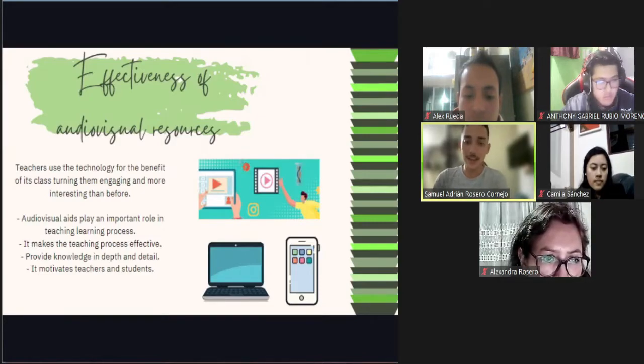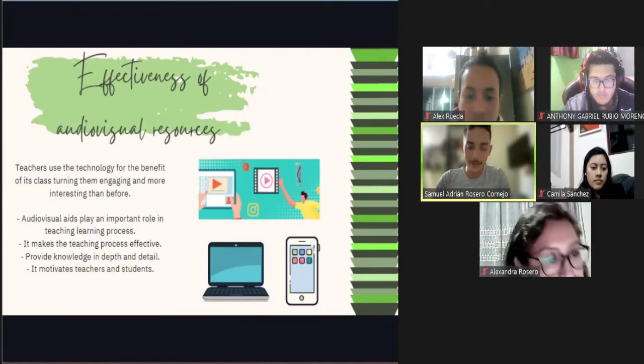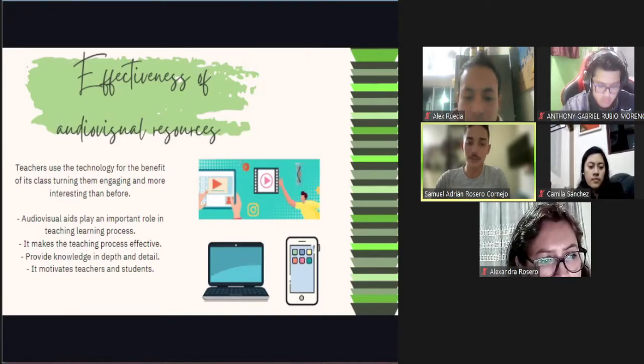What does this mean? That in ancient times, we had paper as the presentation of a class. And now we have slides where we can present a class, making the class more interesting for students. And as teachers, that's what we need in our students, to get their attention and make them participate among the students. And there are some points that are important.